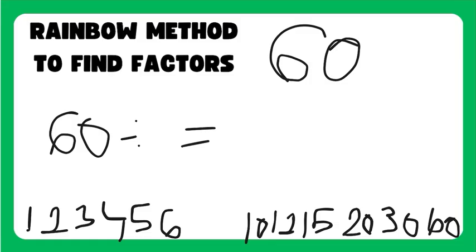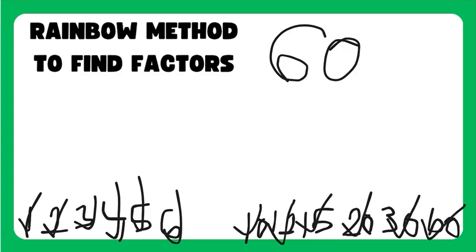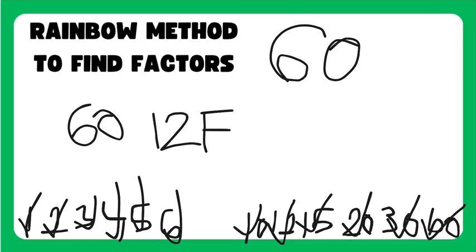These are our factors: 1, 2, 3, 4, 5, 6, 10, 12, 15, 20, 30 and 60. So I'm just going to count how many factors we got. We got 1, 2, 3, 4, 5, 6, 7, 8, 9, 10, 11 and 12 factors. So 60 has 12 factors.